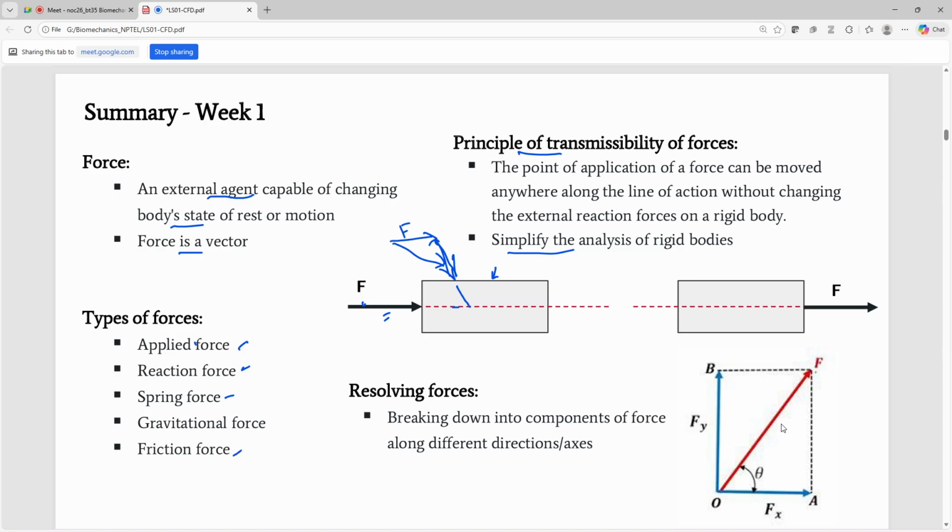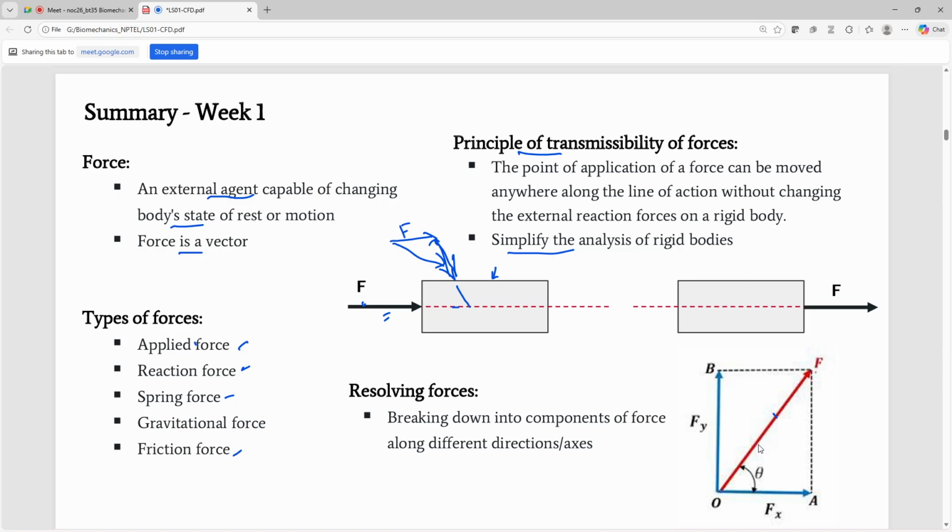Suppose if you look here, this particular force is inclined to both the x and y axis. For simplifying the computational analysis, we can resolve the forces in the direction of the Cartesian coordinates, which are the coordinate system we are using. Such a method is called resolving of forces.